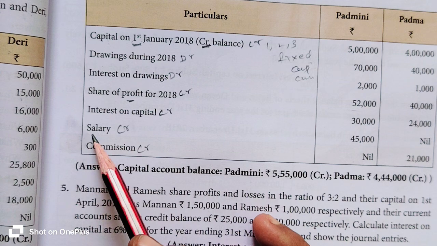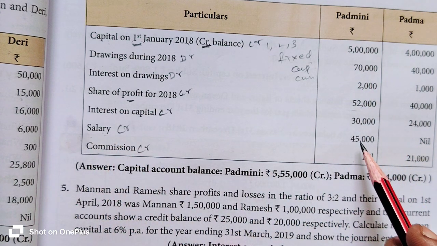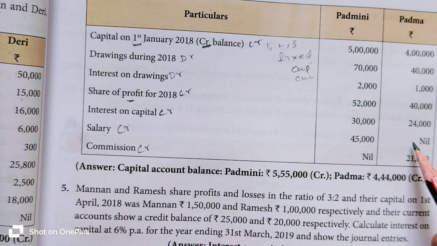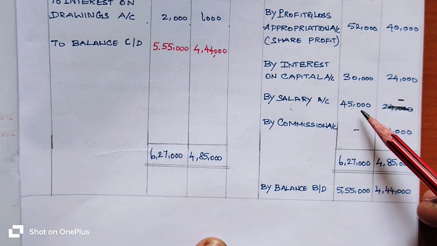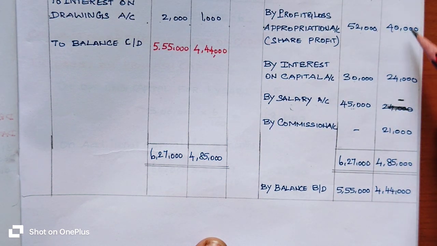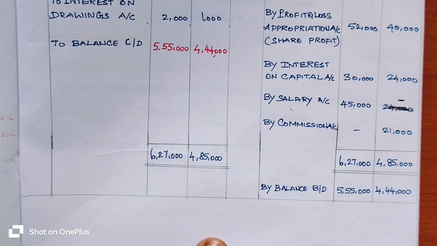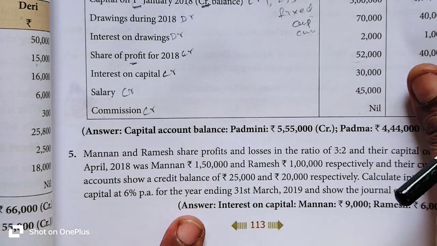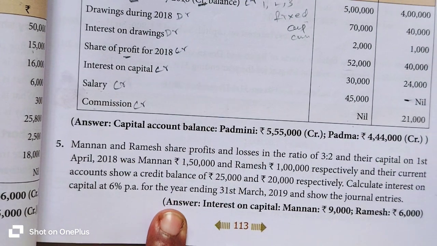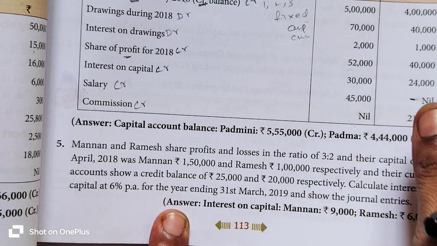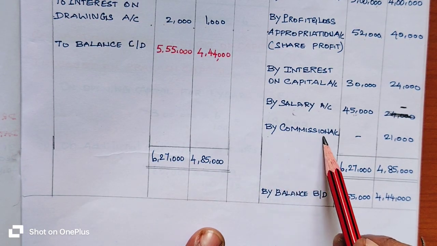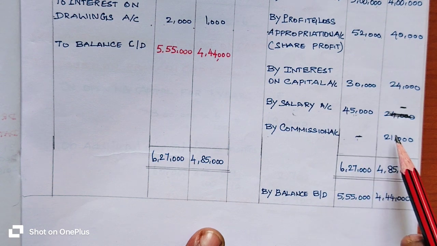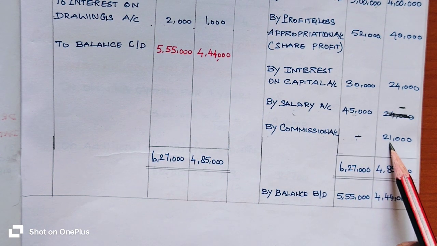Let's take salary. Partner's salary, Batmini has 45,000 and Batma has no salary, nil balance. So you have to record it here by salary account. In the Batmini column you write 45,000 and for Batma nil. According to the commission, partner's commission, there is no commission for Batmini and Batma has 21,000 rupees commission. So on the credit side you write by commission account, Batmini nil and Batma 21,000 entered.